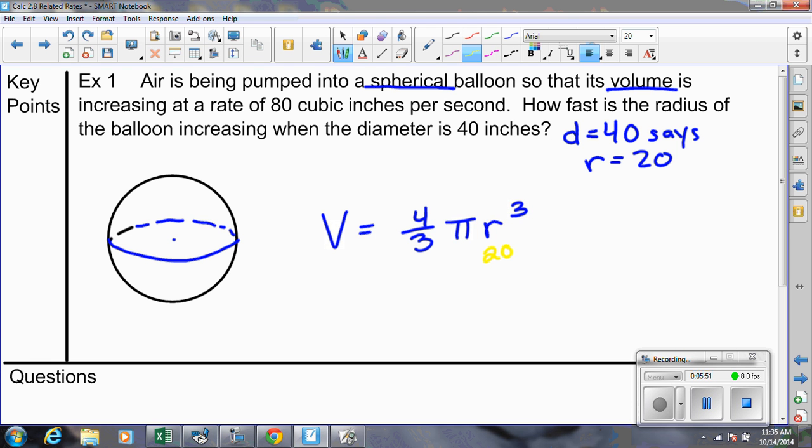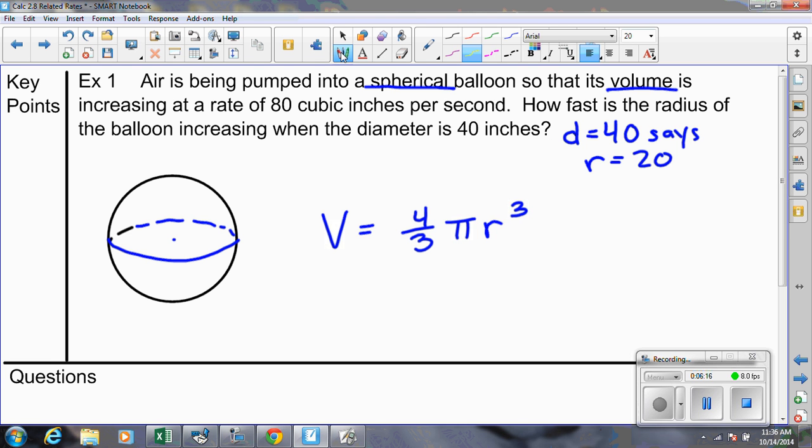No. At no point did they say, what is the volume? So we don't care what the volume is. The piece that we need is the rate of increase, the rate of change in the radius. We don't have that anywhere. But we can introduce them, we can create rates by taking the derivative.